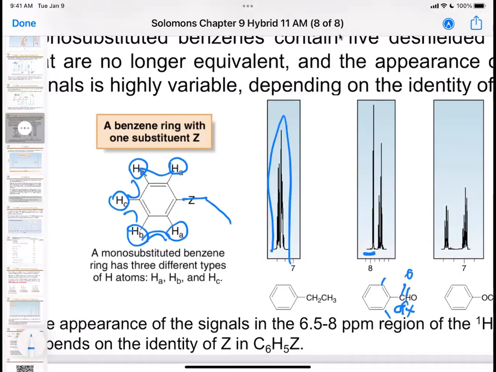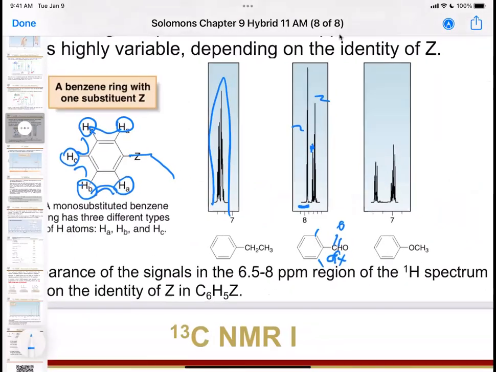And then the one hydrogen is here and the two other hydrogens are there. Okay, so we do see some splitting. It's very small, but we see it. Now, what if you put an electron donating group in?